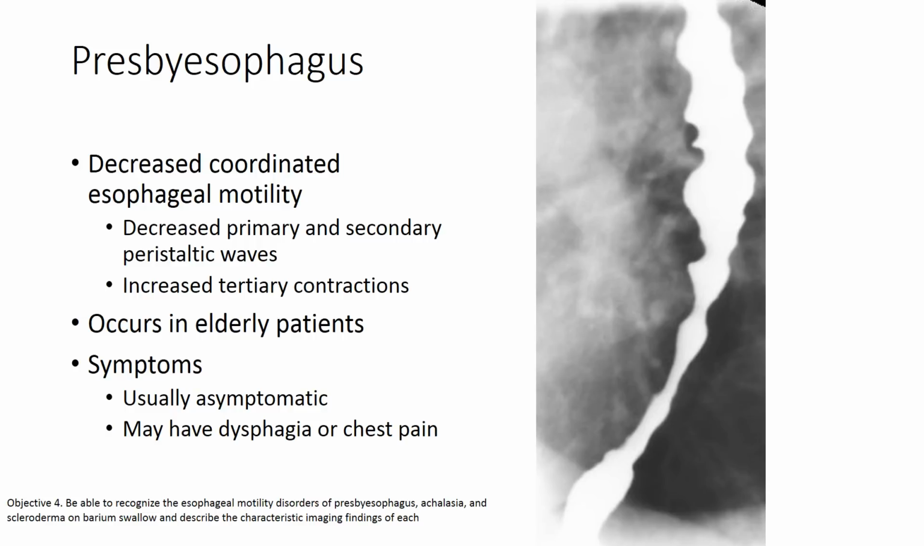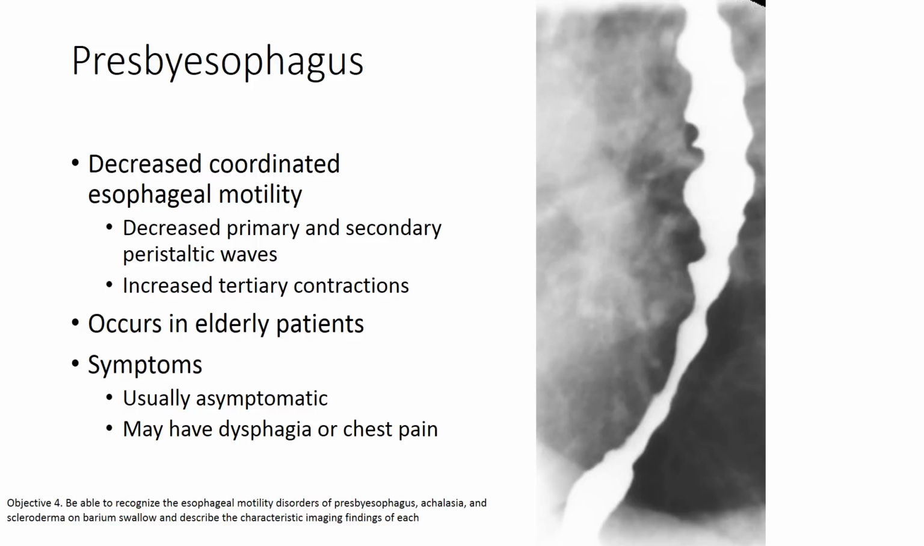It's almost as if the esophagus is fibrillating. There's just motion with no real effect. Because of this, the propulsion of the food bolus isn't as efficient as usual. Now, I would say that most patients over the age of 70 have some degree of presbyesophagus, and most of them do just fine with it.